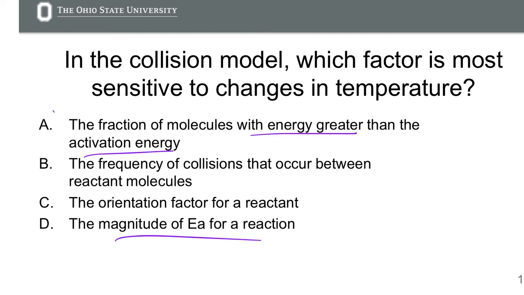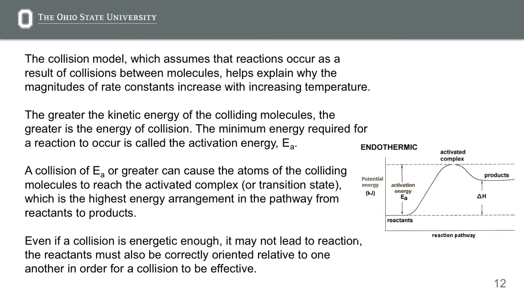And the answer here is A. So B is also important, but A is the one that is most affected by temperature. It's the fraction of molecules with energy greater than activation energy. The frequency of collisions is important too. If you think about a gas at high temperature, moving around more quickly, it's more likely for collisions to happen. But those collisions have to happen with a certain amount of force, a certain amount of activation energy. I'm going to let you all read this on your own time.